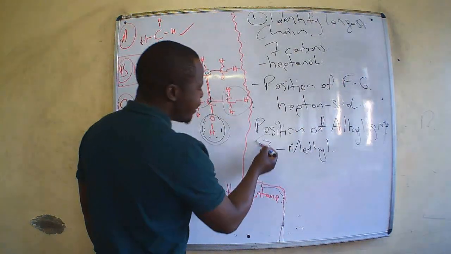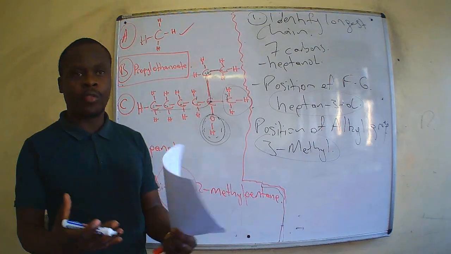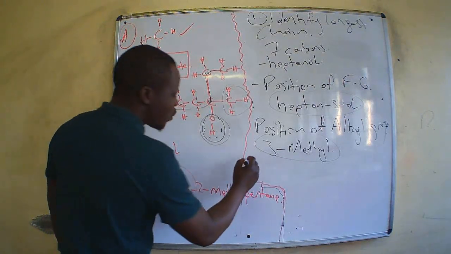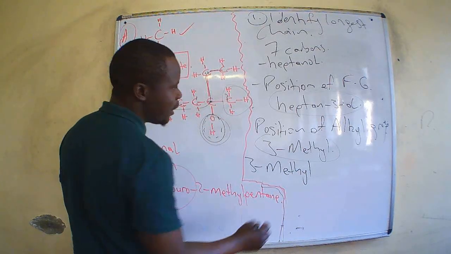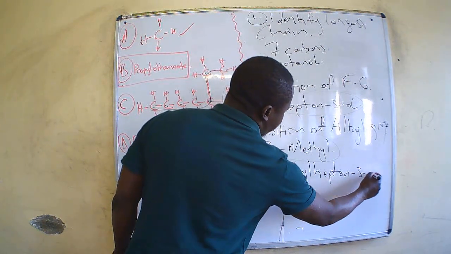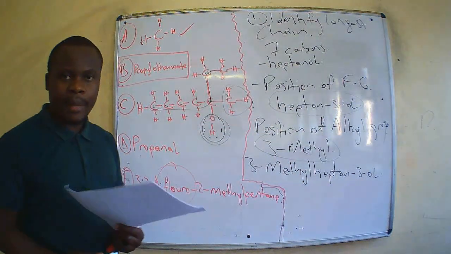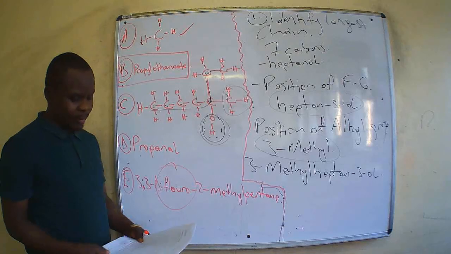Now let us join these two to form the full IUPAC name. It is going to be 3-methylheptan-3-ol. So this is the full name of compound C.